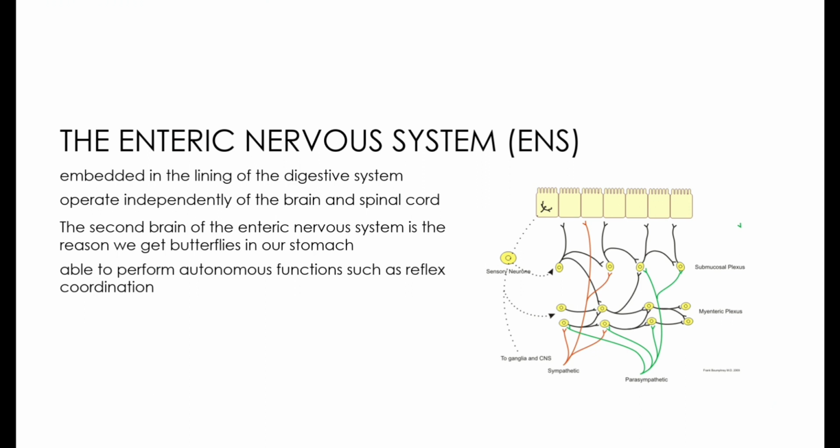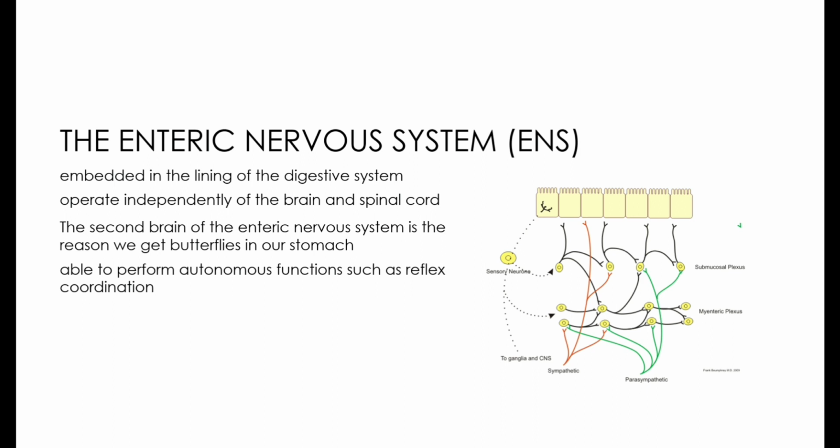The enteric nervous system, or ENS, is an assembly of nerves embedded in the lining of the digestive system, and can operate independently of the brain and spinal cord. The second brain, the enteric nervous system, is the reason we get butterflies in our stomach or need to use the toilet more often when we get nervous or under stress. ENS is able to perform autonomous functions such as reflex coordination.